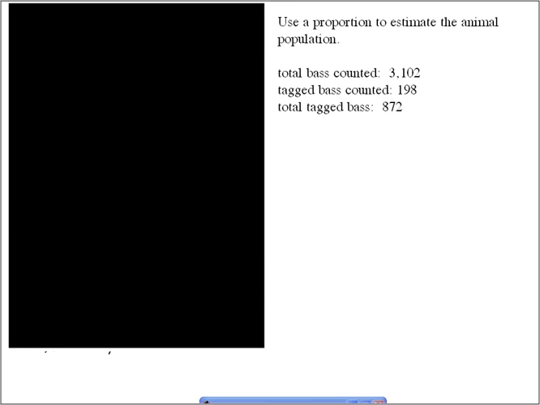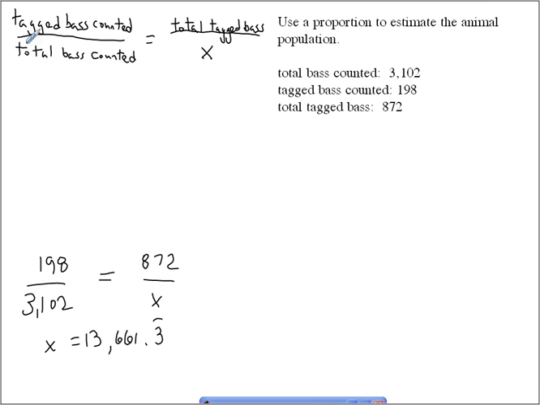And so what we have here is the tagged bass counted over the total tagged bass is equal to the total bass counted over X, and that's what we're looking for. The first time we tagged 872, that's it, and then we're looking for the total amount. When we captured them the second time, it was 198, the amount of tagged bass that we counted the second time around, and that was out of 3,102 total bass that we counted.